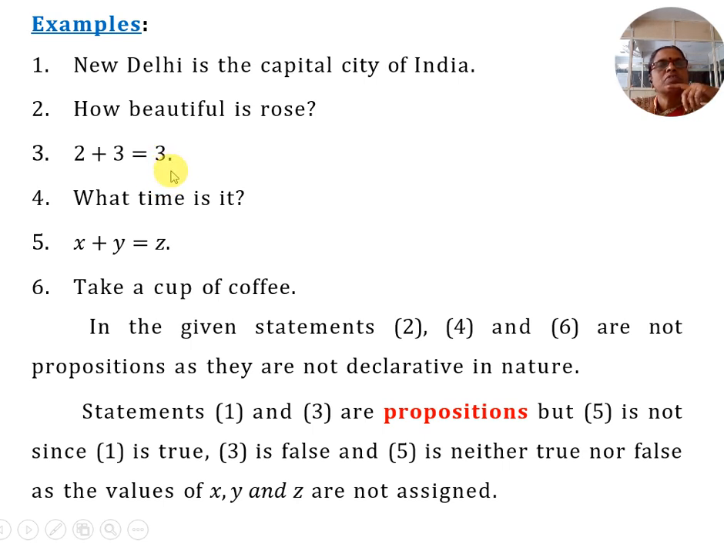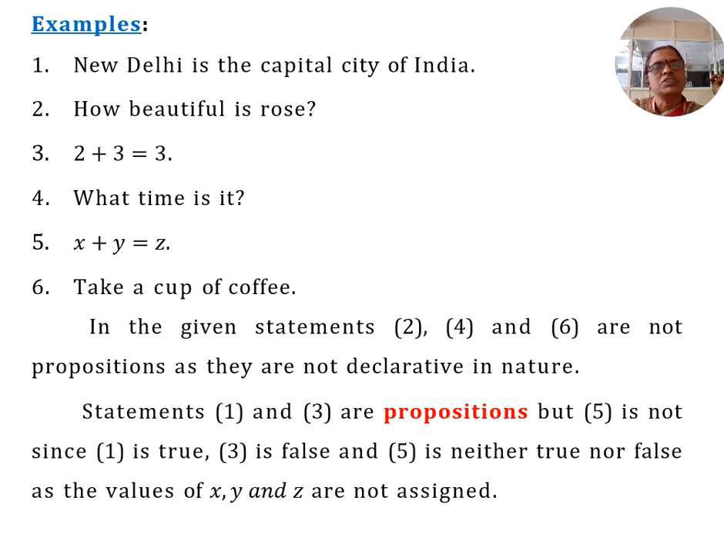So examples. The first one, New Delhi is the capital city of India, which is a true statement. We can assign here true or false for this statement, therefore this is a proposition. How beautiful is Rose? That is the second statement. It is not considered as a proposition because we can't assign true or false for this. Third one, 2 plus 3 equal to 3. It is a false statement. So we can take this also as a proposition.